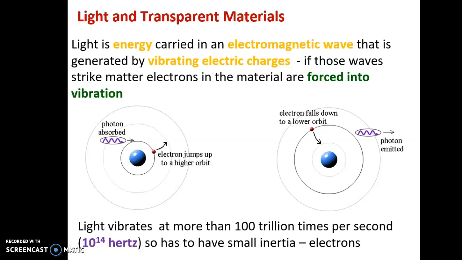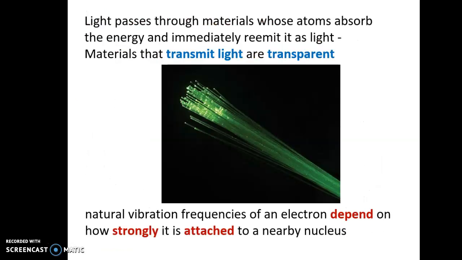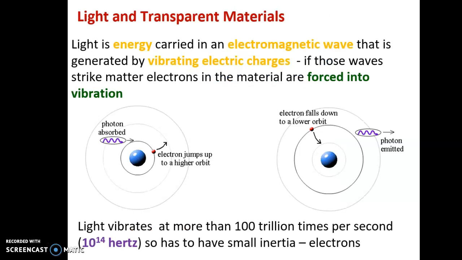I think this might be the last page I want to deal with. Light and transparent materials. Light is energy carried in an electromagnetic wave that is generated by vibrating electric charges. If those waves strike matter, electrons in the material are forced into vibration. Light vibrates at more than 100 trillion times per second, 10 to the 14 hertz, so the electrons have to have small inertia.